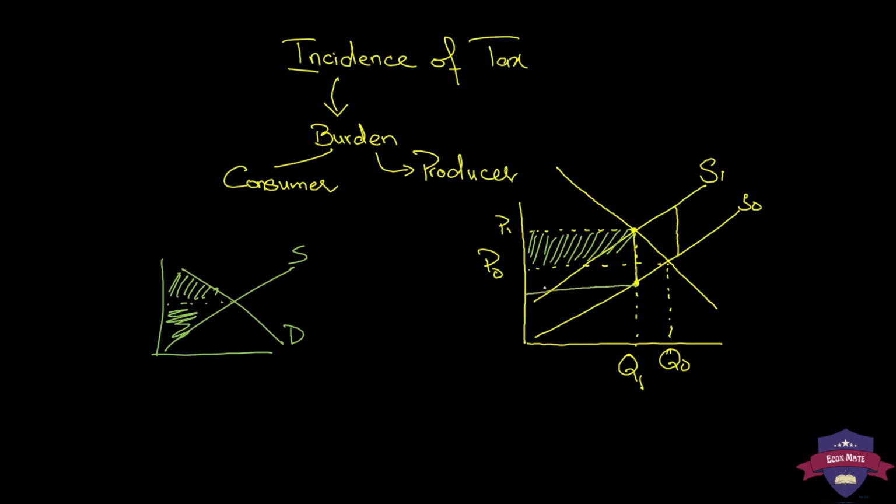And the area of producer surplus, which is the area below your initial market equilibrium, this area would be the burden on producers. We say this P, we say this C, and due to reduction in quantity traded, this area would be known as dead weight loss.